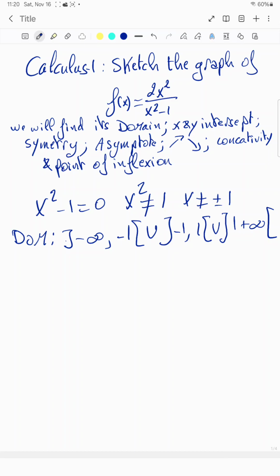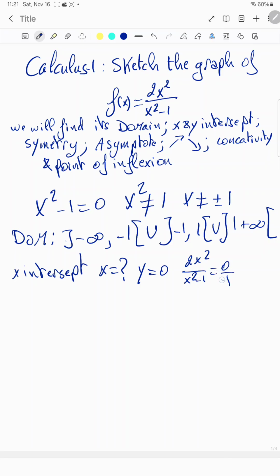The second thing that I will study is the x and y intercept. So the x-intercept: that means x is equal to what when y is equal to 0. So if y is equal to 0, which is 2x squared divided by x squared minus 1 is equal to 0, I do cross multiplication here. I would have 2x squared equal to 0. That means x is equal to 0. So I know it's a point on my x-axis, it's my x-intercept.